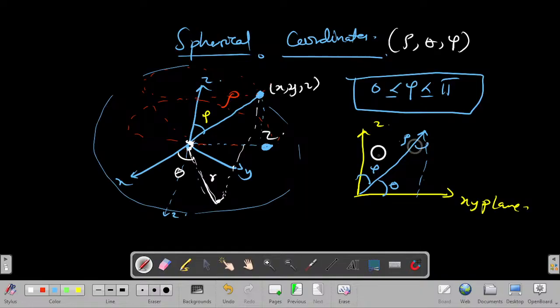Therefore, using the alternate angles, our phi will come up here. Remember that this line here is our z. It is parallel to the z. Then the distance from here to here is our r.